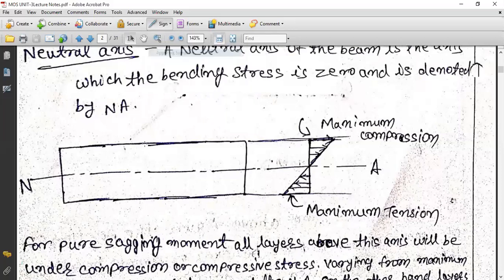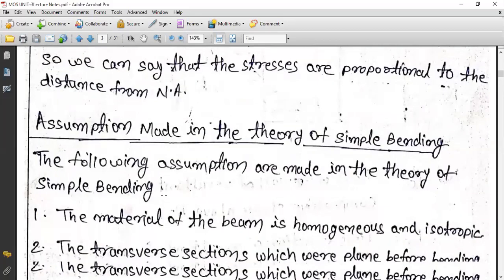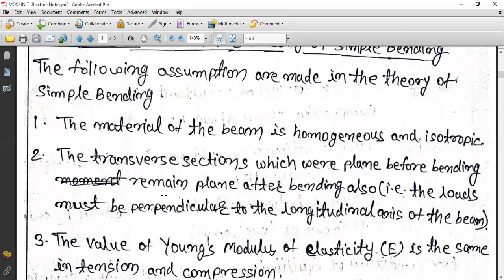This is a transverse section. The bending of this transverse section: the section remains plane before and after the bending. That is not possible in reality, so that's why we are taking it as an assumption.